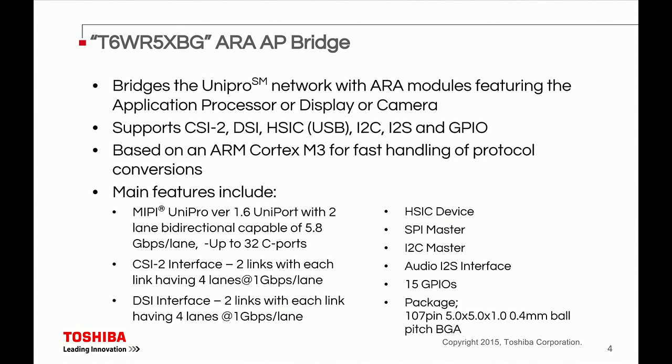The AP bridge, I've seen earlier this morning, is also referred to as the HS bridge. So basically, it takes the high-speed interfaces and bridges them over into the UniPro network. It's based on the ARM Cortex-M3, and so it's very flexible. According to the firmware discussion earlier, you're able to go in and do things with this bigger processor. Again, it's for the CSI and DSI.